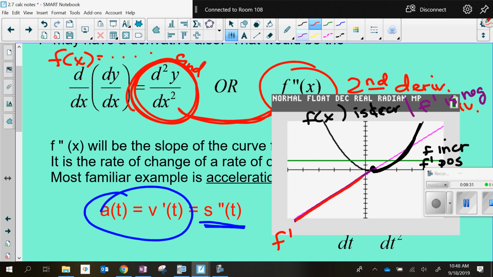All right, now let's talk about the purple being F prime. What is F prime doing the whole way? Increasing. What is F double prime doing the whole way? It should be positive, that's right. Remember, positive is where on the graph? Above the x-axis, negative is below the x-axis.